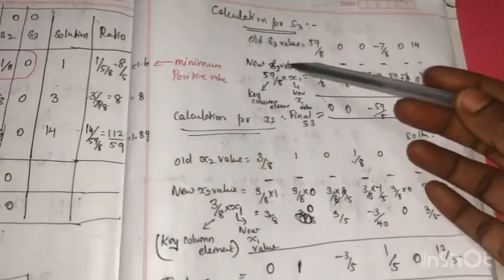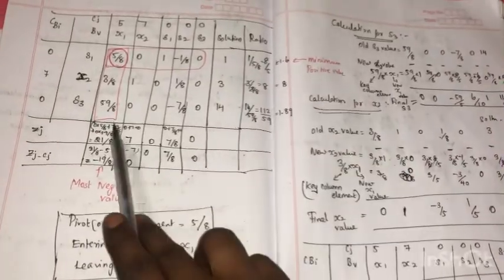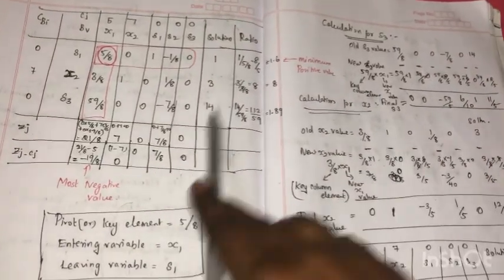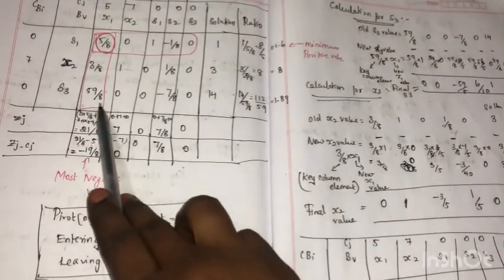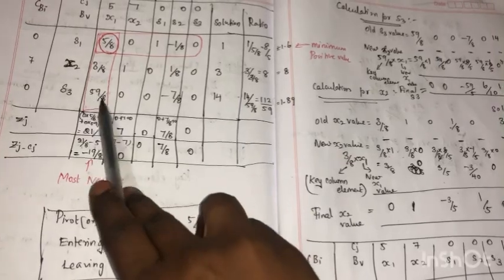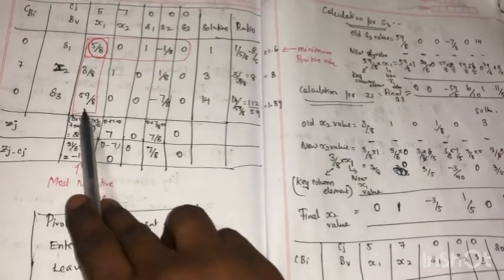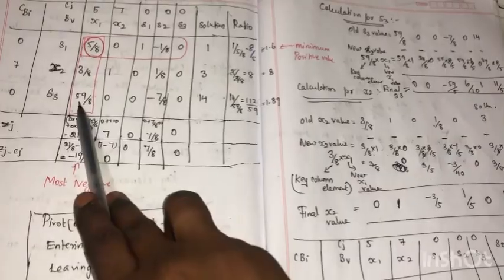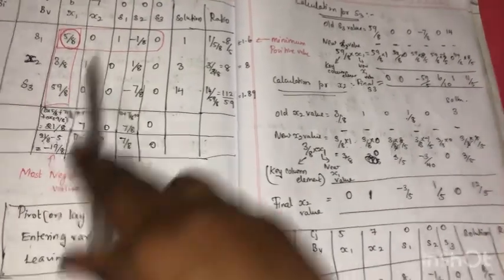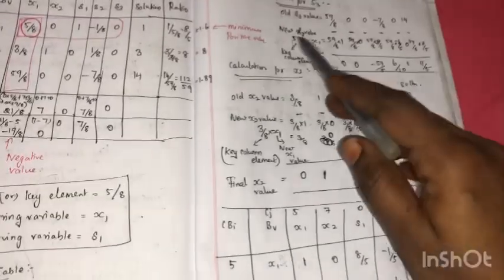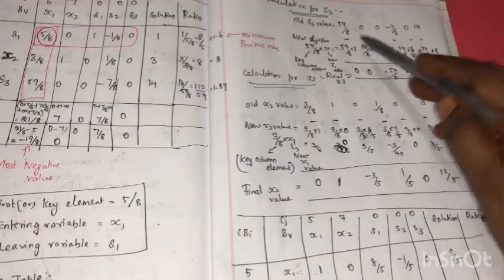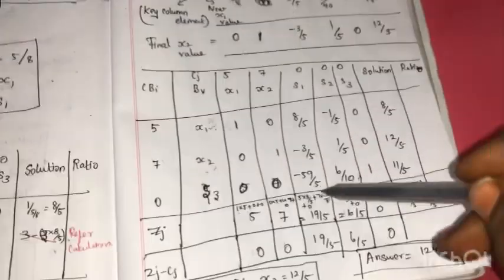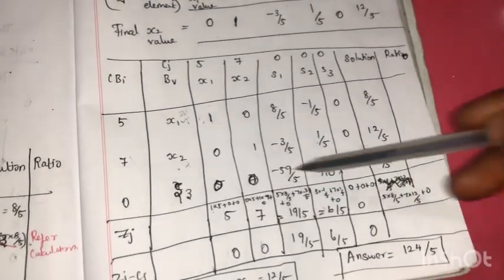Likewise for s3, your old s3 value is 59 by 8. 0 minus 7 by 8 is 0, 14. For the new value, as I told, you multiply your key column element, which is this one in this row. So the key column element is 59 by 8 into our new x1 value. This one is our new x1 value. After solving this and subtracting from the old value, we get the solution. Just fill it in this table. So we are getting the s3 values like this.